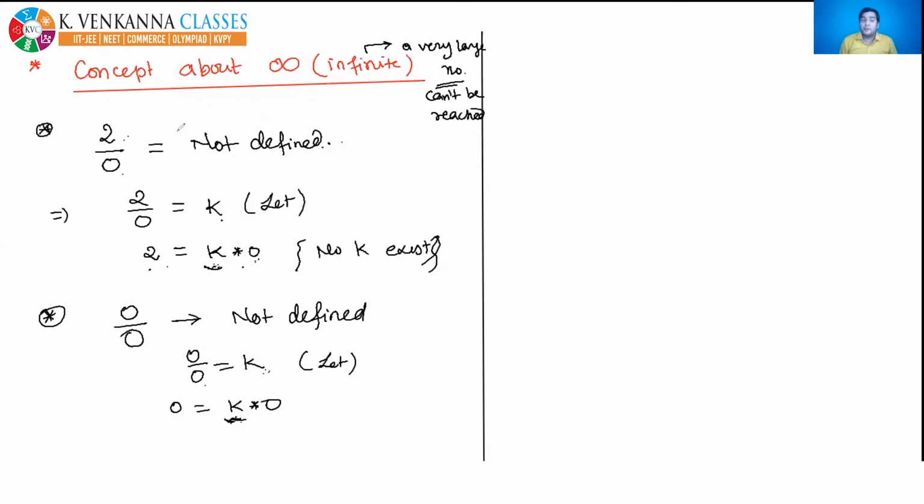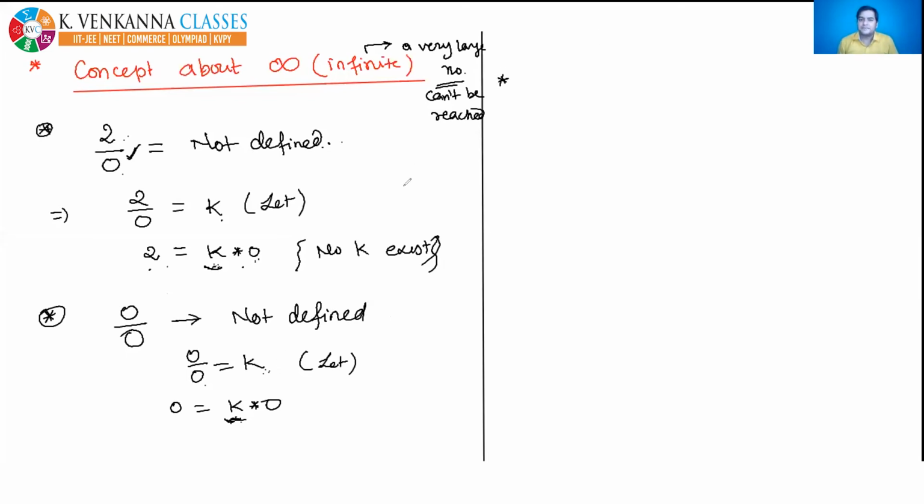Okay, so do you know 2 by 0 is not defined? Listen carefully to one thing which I am saying. 2 by 0 is not defined because it cannot take any value. 0 by 0 is also not defined, but for a different reason: it can take an infinite number of values, but no fixed value. This concept is very important when you will study determinants in class 12th. This concept will come there. Okay, so remember 0 by 0 is not defined.